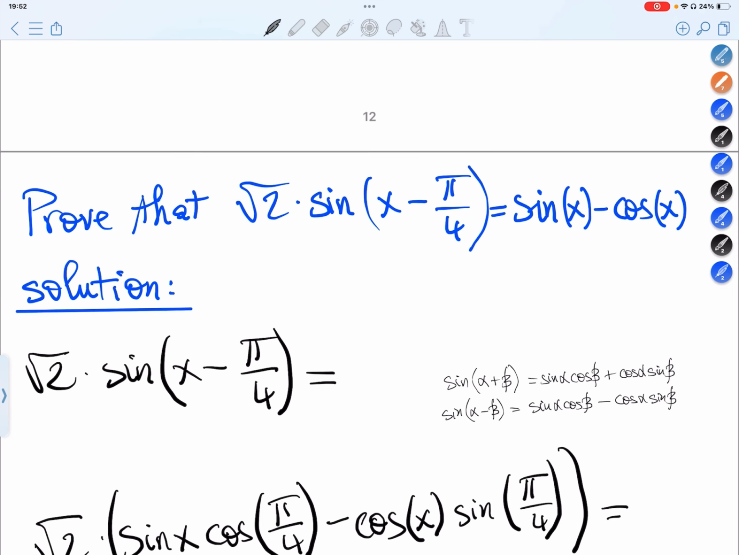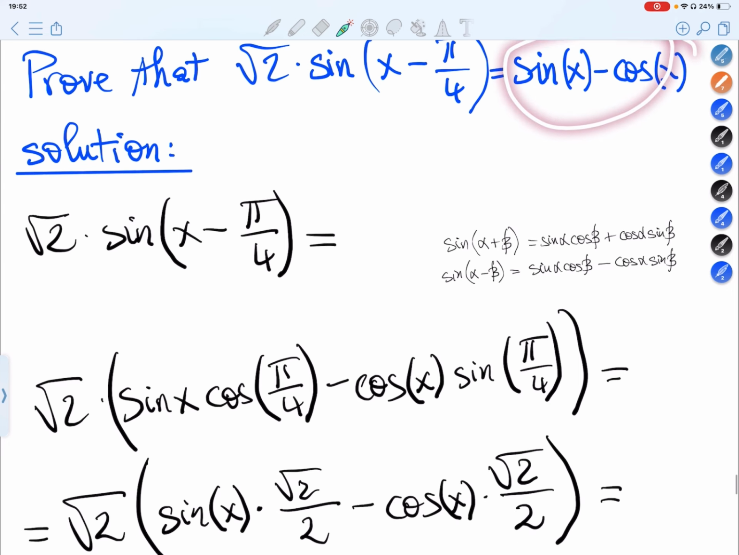Therefore we have proven that the left hand side is equal to sine of x minus cos of x.